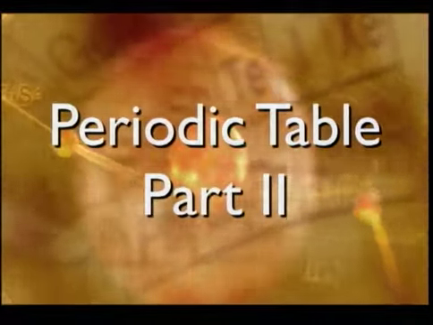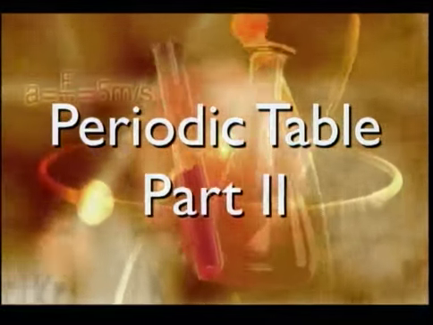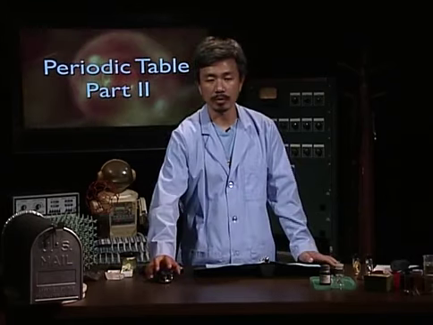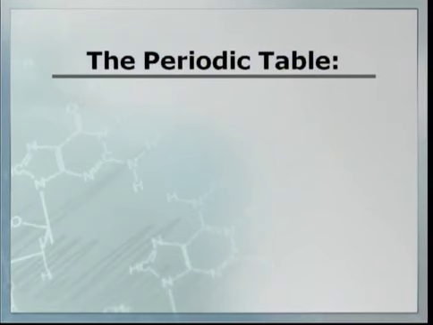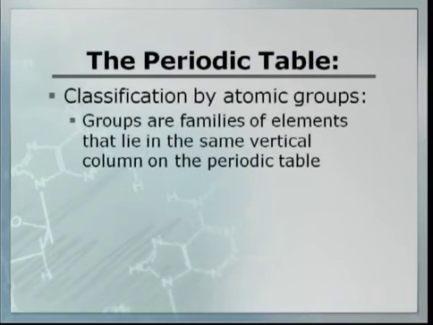And this last topic is now going to be the periodic table continuation, part 2. So now that we have classified them very simply using those 3 different types, let's go ahead and do a little bit more detailed classification. So this is what it might look like. In this case, we're going to classify by atomic groups. And the groups are families of elements that lie in the same vertical column on the periodic table.